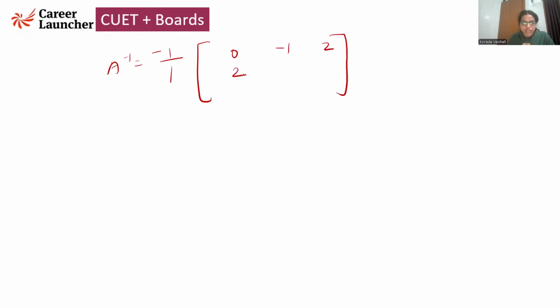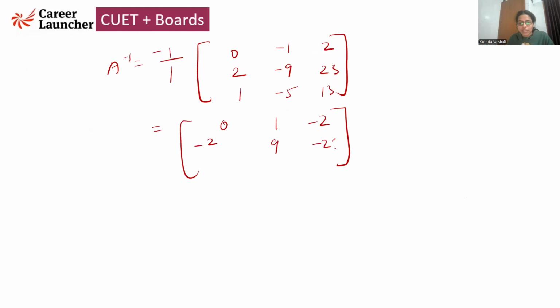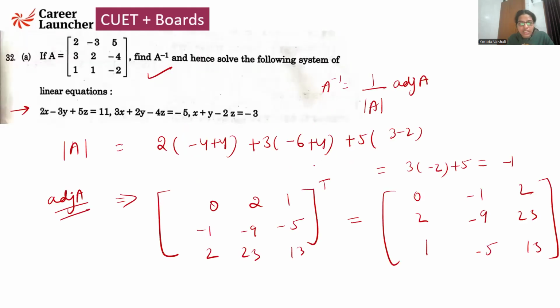0 minus 1 and 2, 2 minus of 9 and 23, 1 minus of 5 and 13. So what we need to do is just replace the negative signs: 0, 1, minus of 2, minus of 2, 9, and minus of 23, minus of 1, 5, and minus of 13. So this is the A inverse that we are getting.